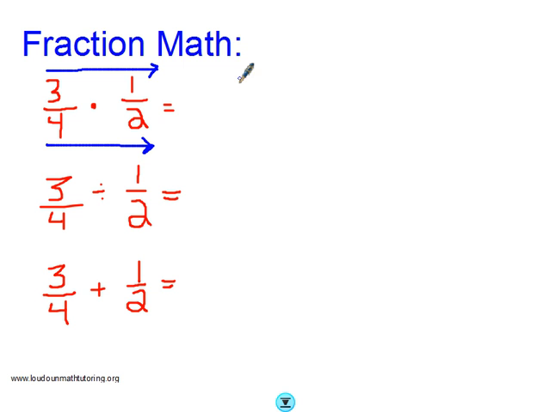3 times 1 is, of course, 3. And 4 times 2 is 8. So you get a fraction 3/8. You always want to look at the fraction that you get and see if you can reduce it at all. Do 3 and 8 have any common factors? It turns out they do not. So the answer to that would be 3/8. Okay, so just multiply across, which is different than cross multiplying. We'll cover cross multiplying in a different video.